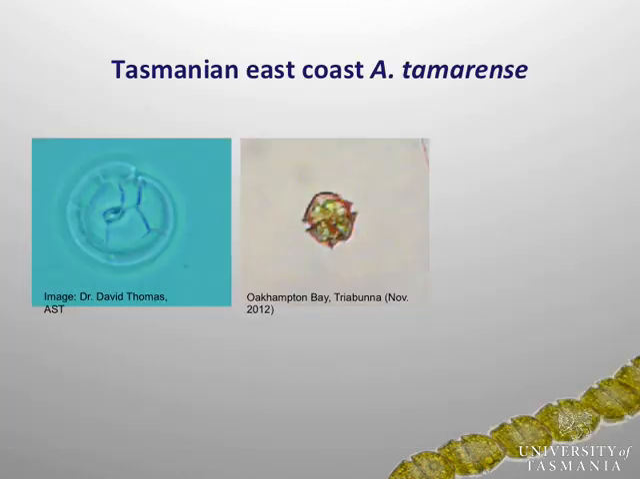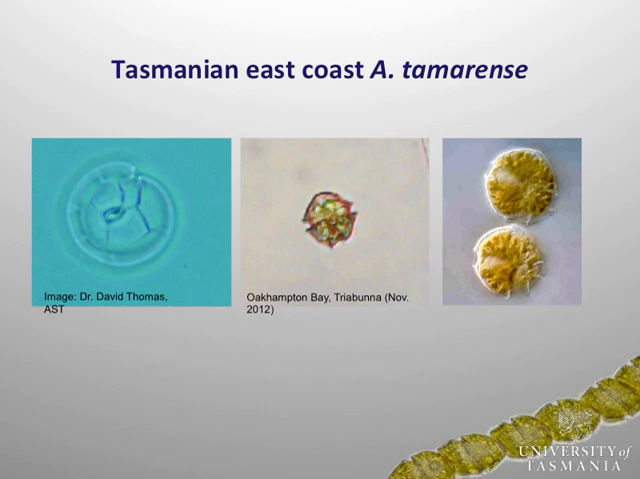On the east coast of Tasmania, it's a different organism involved. At the time, it was thought to be this organism, Alexandrium tamarinense. So, similar size to Gymnodinium catenatum here, but it differs in the sense that Gymnodinium catenatum doesn't have a hard shell around the outside called a theca. In Alexandrium, you can see these little refractive structures around the outside of the cell.